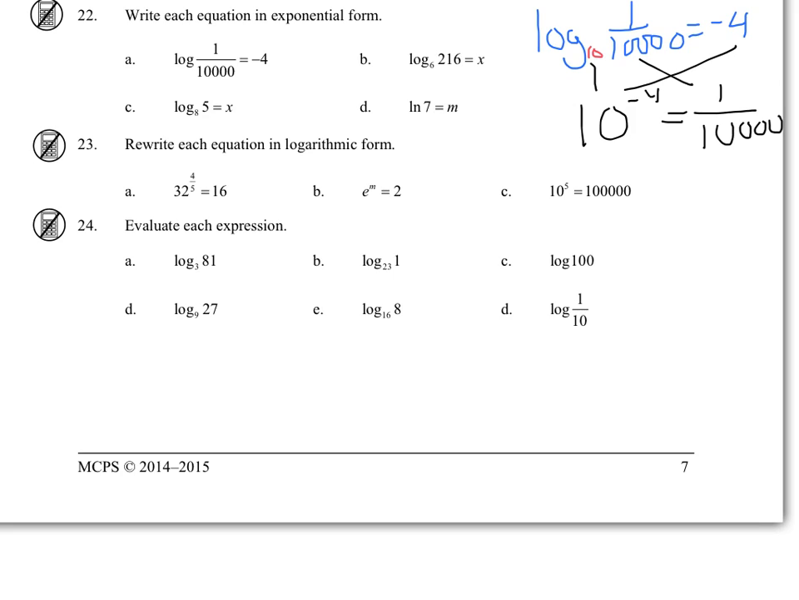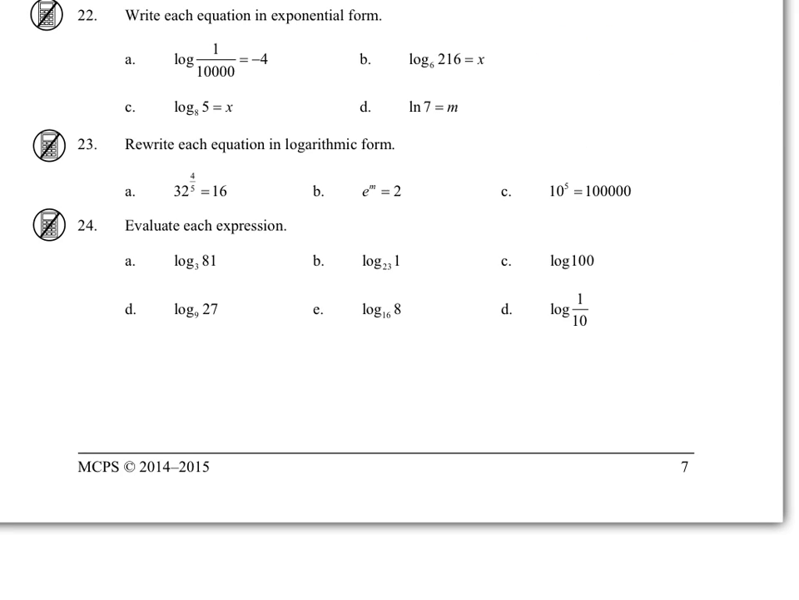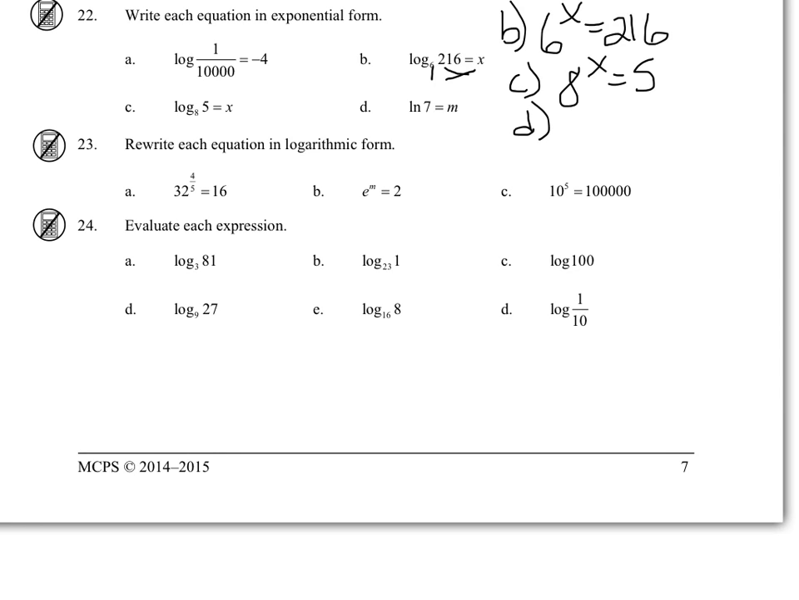We can do the same thing for b. So it's going to be 6 to the x equals 216. For c, 8 to the x equals 5. And for d, when it's the ln, that's the log base e, so e to the m equals 7.